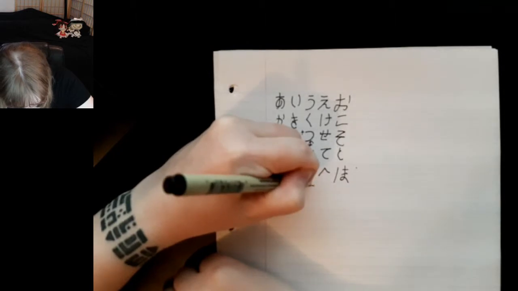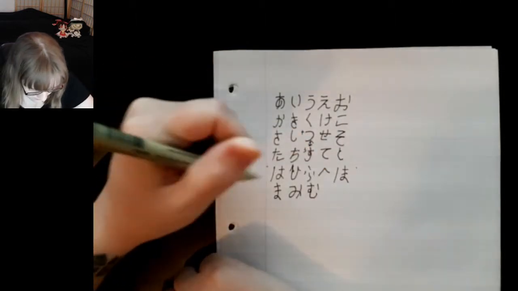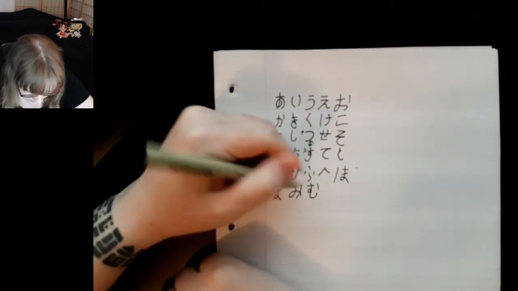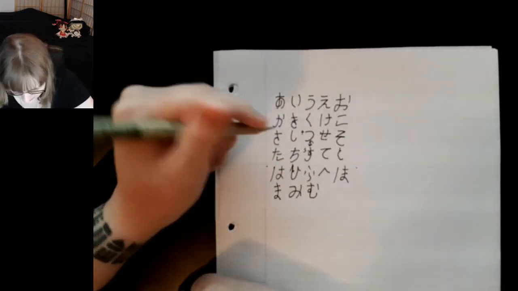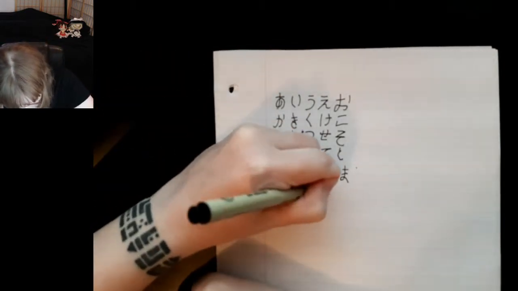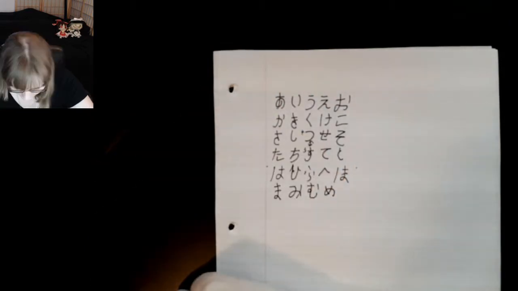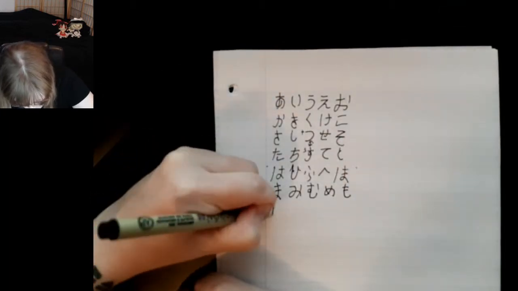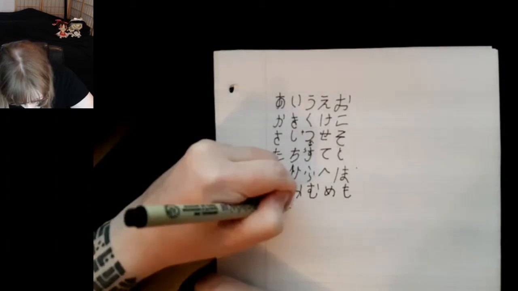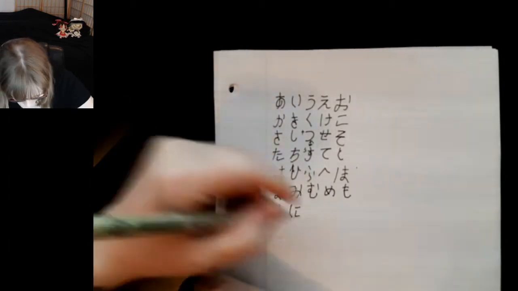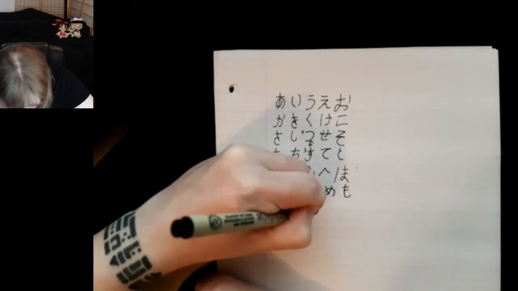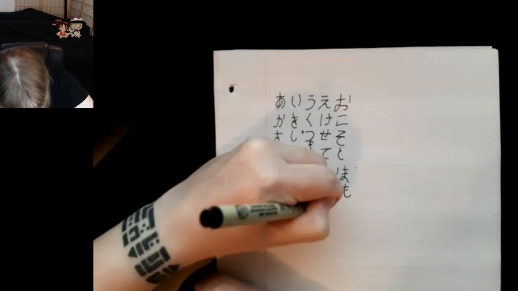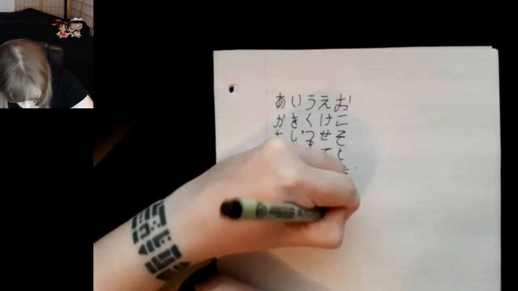Mu, and I find the easiest way to remember mu is it's like su except reversed and with a line. I don't know why, but the M characters were always hard to stick in my head. Me is annoying to write, I find. And mo. Moving on, we have na, ni, nu, and not the best nu in the world, but close enough, ne, and no.